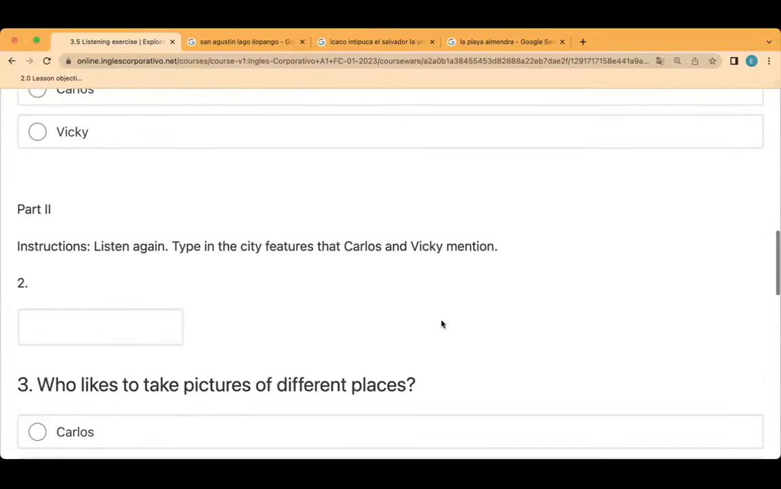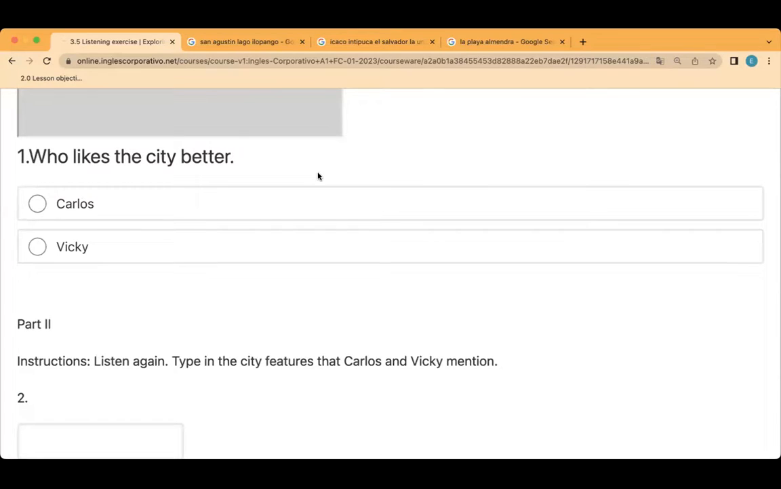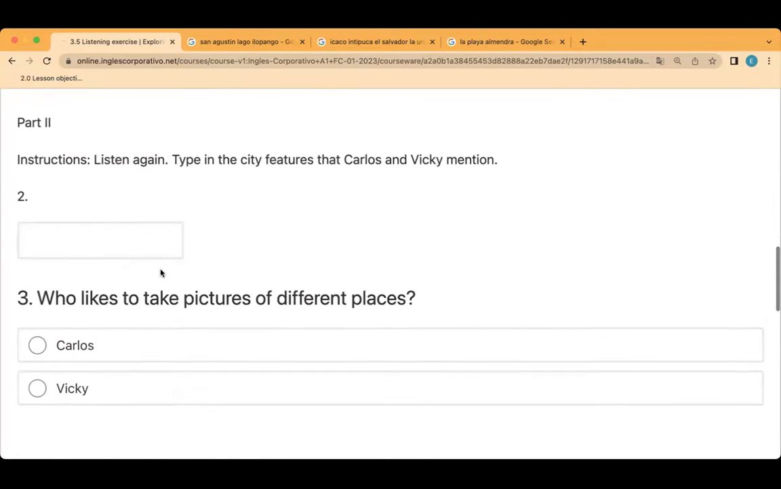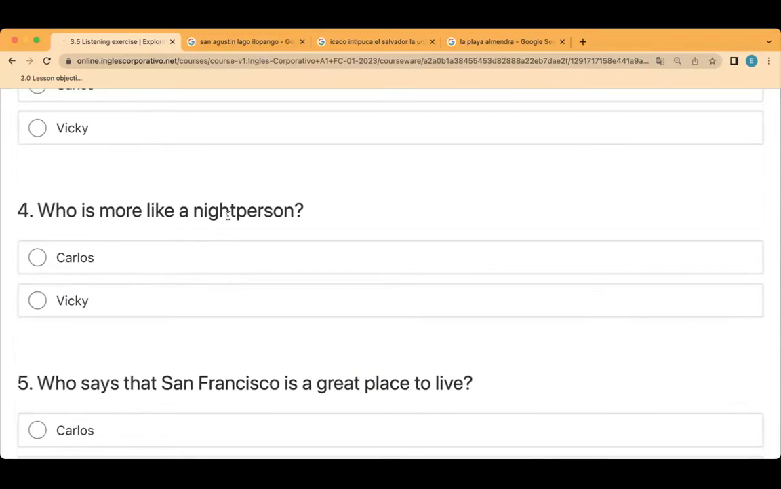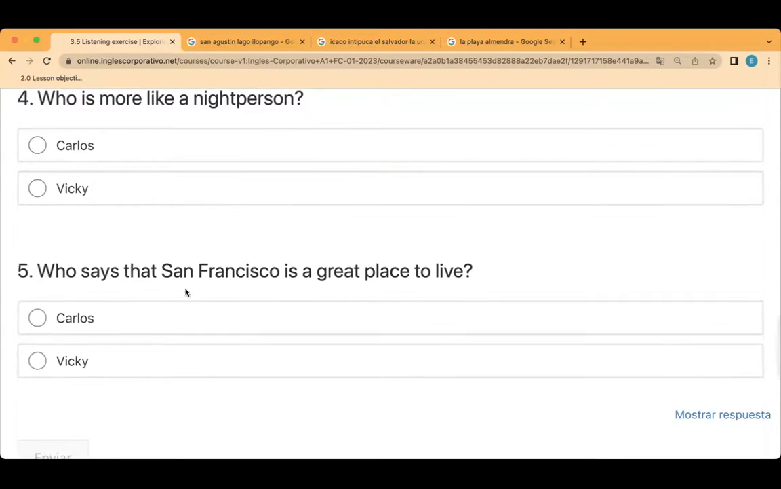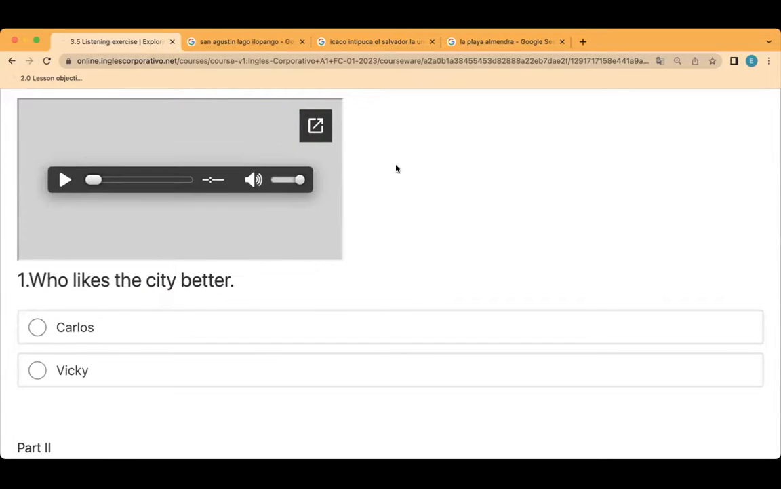They're also going to compare San Francisco. We're going to listen and answer who likes San Francisco more, Carlos or Vicky. What are the features that they talk about? I mean, what are the things that they mention about the place? Who likes to take pictures? Which of the two enjoys the nightlife more, the night person? Which one likes to live in San Francisco? We're going to listen, and then answer those five questions. Are you ready? Yes, let's do it, teacher. Let's listen and answer.